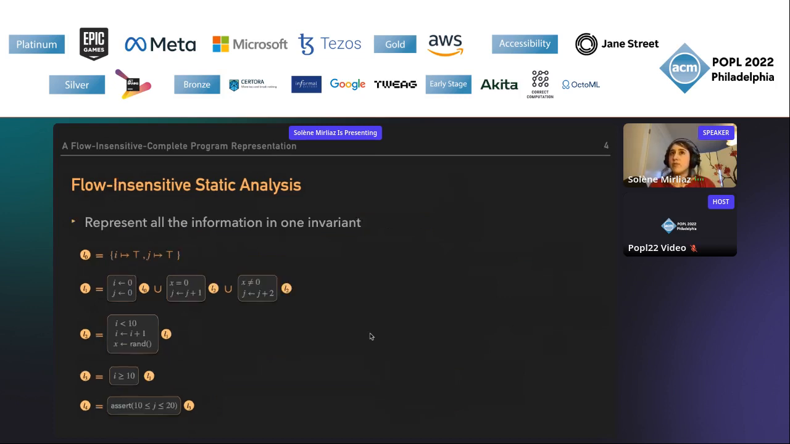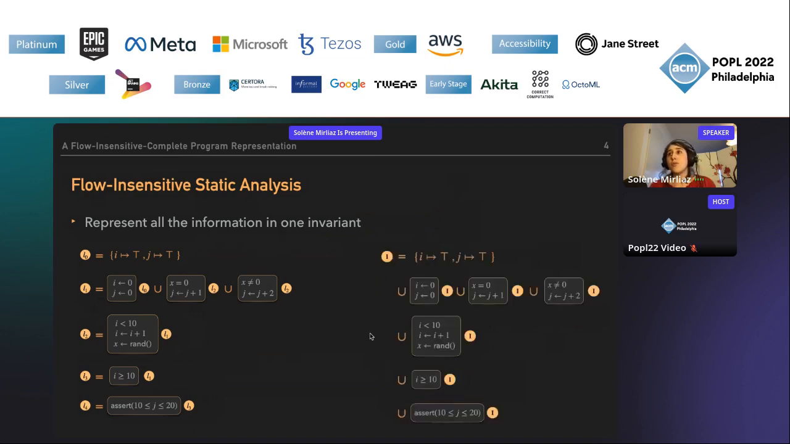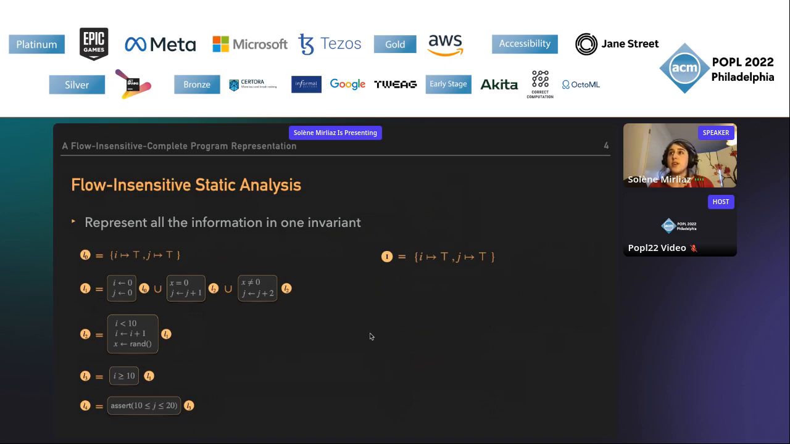Now, if I want to make a flow-insensitive analysis, I will represent all this information, all these different invariants, in a single one, and a way to do that is to merge all these equations with join. The issue is that when I want to find the fixed point of these equations, everything will be merged in a single state where I can say that i and j can have any value, which is sound but not precise.